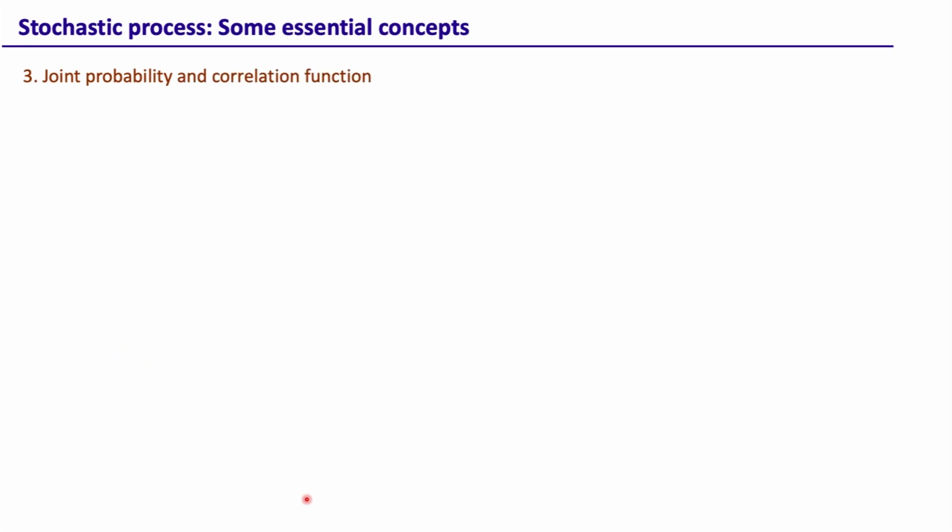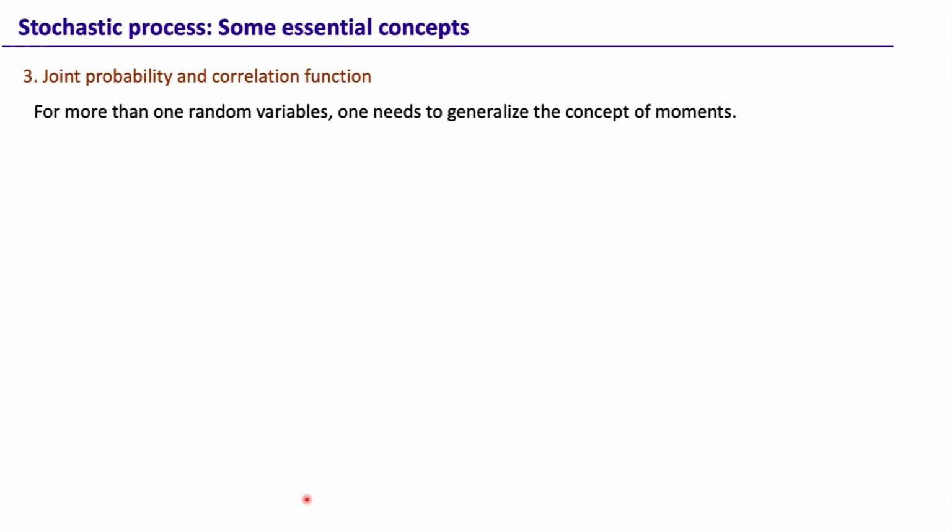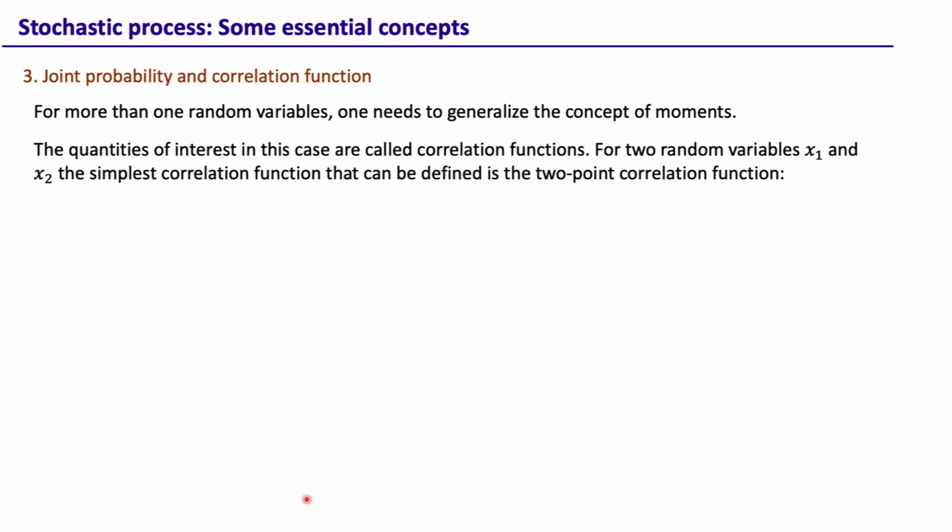The extension of this joint probability: with the joint probability, we define what's called the correlation function. So for more than one random variable, one generalizes this concept of moments to what's called the correlation function. The very simplest correlation function that one can construct out of two random variables is the following.